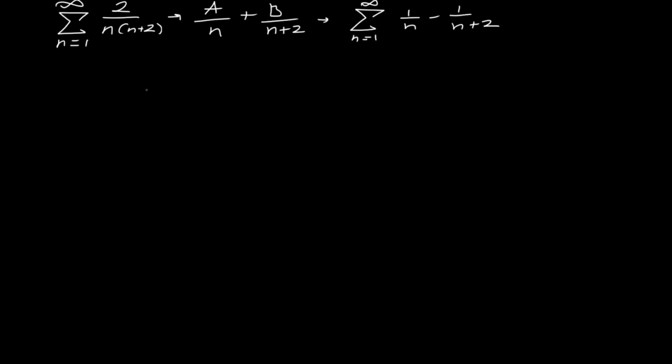Okay, so now that we've rewritten our series, we can begin using partial sums. So let's start off with the series of 1. And we're going to plug in 1 for n. So 1 divided by 1 is equal to 1. Minus 1 divided by 1 plus 2, that's 3.